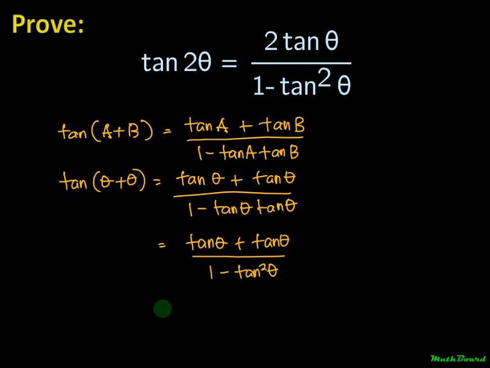So we can add this, sorry. Tangent theta plus tangent theta is 2 tangent theta over 1 minus tangent squared theta. So as you can see, na-prove na natin na yung tangent 2 theta ay equal sa 2 tangent theta divided by 1 minus tangent squared theta. Okay? So i-apply natin yung mga double angle identities na yan sa mga problem na ito.